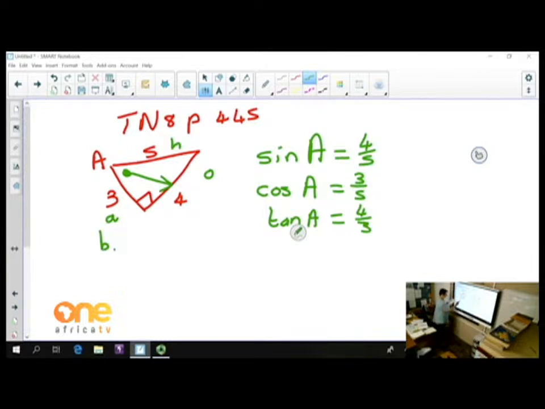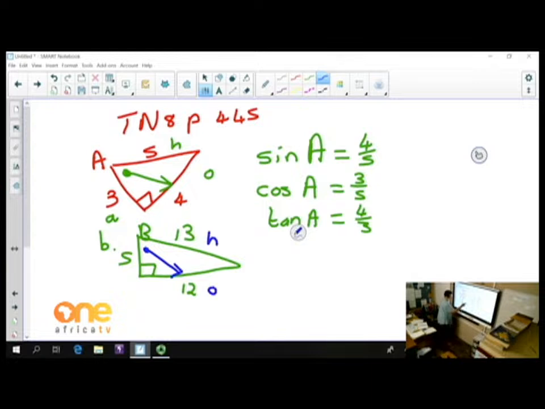Number B, another right angle triangle, 13, 12, and 5. We get these values with Pythagoras. This time the marked angle is B. So we're working here from B. Let your eyes go to the angle, which means this one is opposite, this one is the hypotenuse, and this one is adjacent. So we're going to do the same thing now there.